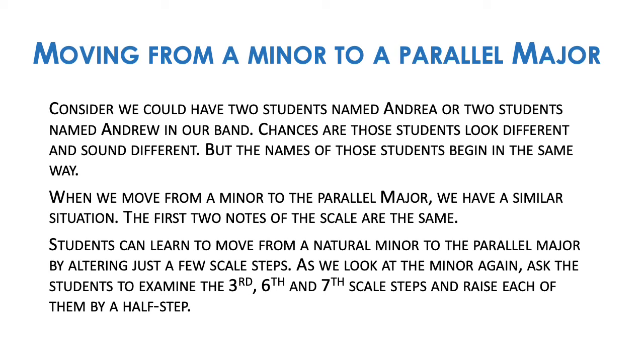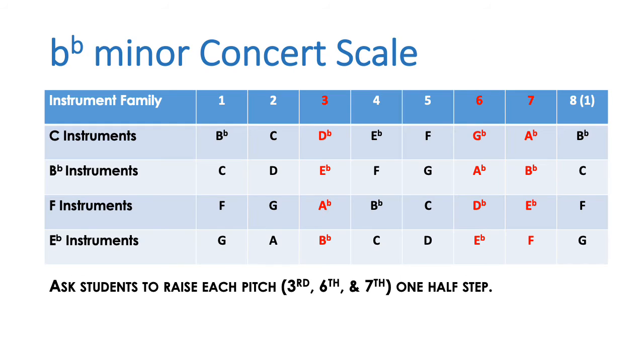That second time through we would go through the minor, I would ask the students to examine their third, sixth, and seventh scale steps. And keep those in mind, because when we shift from minor to parallel major, we're going to raise those by a half step. So again, I would point these out to the students as we looked at that minor scale on the board, and then I'm going to take my time in calling on different people in each section to would you please address, and would you please change the third, sixth, and seventh scale step.